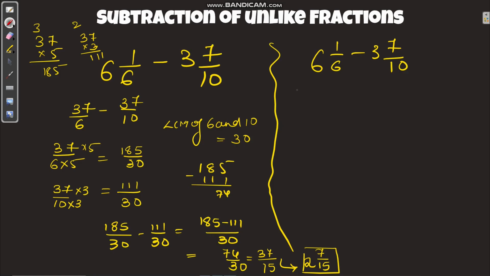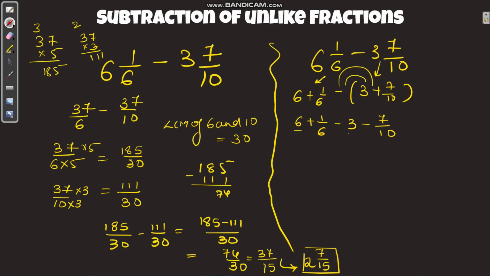But let's find out one more way to solve, that is without converting to improper fractions. Now I'll just split this mixed fraction, that is 6 plus 1 by 6. Now this minus sign. I'll split this fraction now, that is 3 plus 7 upon 10. So this is 6 plus 1 by 6, minus 3. When you open the bracket, minus 3, it will be minus 7 upon 10. Bring your whole numbers together, that is 6 minus 3 plus 1 by 6 minus 7 by 10.